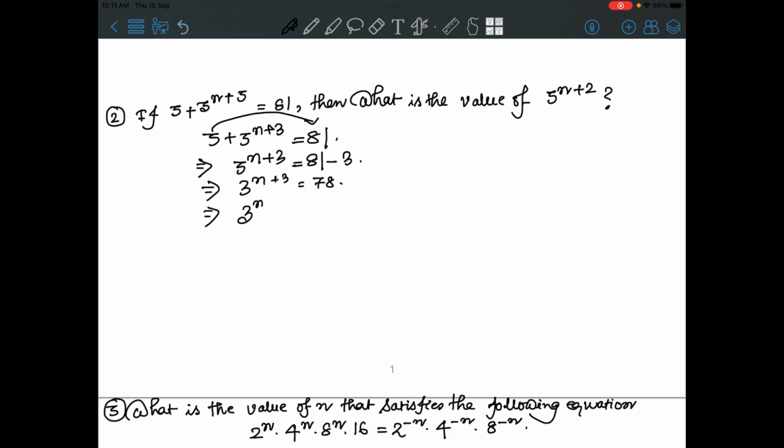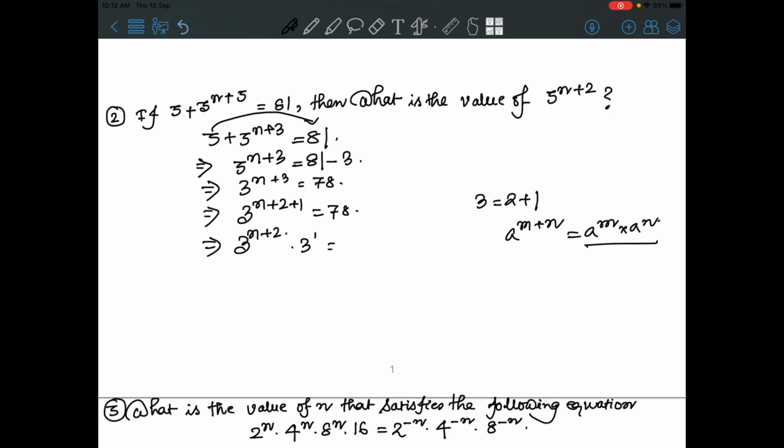Now we can write n plus 3 as n plus 2 plus 1, because 3 is equal to 2 plus 1, which equals 78. Now we can write 3 to the power n plus 2 into 3 to the power 1, because a to the power m plus n is equal to a to the power m into a to the power n. So 3 to the power n plus 2 into 3 to the power 1 is equal to 78. Now 3 to the power n plus 2 is equal to 78 divided by 3. After dividing 78 by 3, we get 26. Now this is the answer.